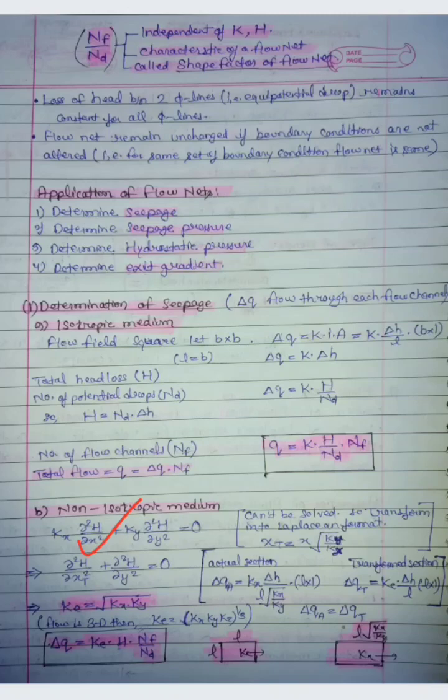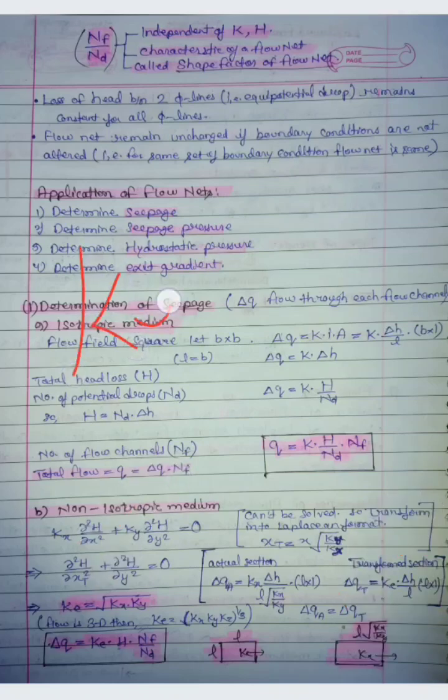It will turn into del square h upon del xt square plus del square h upon del y square equal to 0. So in the actual section, delta qa is equal to kx into delta h upon L into under root kx upon ky into L into 1. Whereas in the transformed section, delta qt is equal to ke into delta h upon L into 1, where ke is the equivalent permeability coefficient.